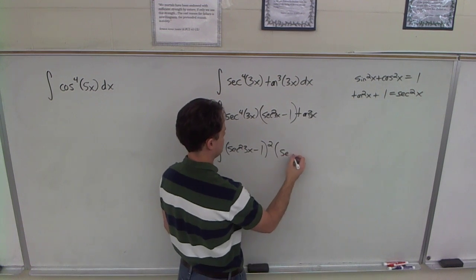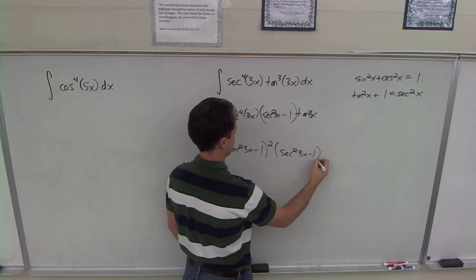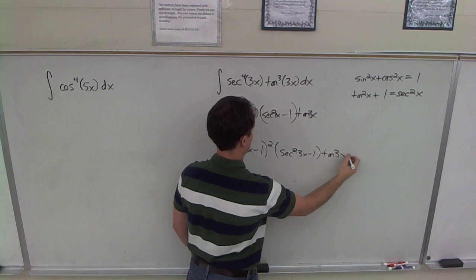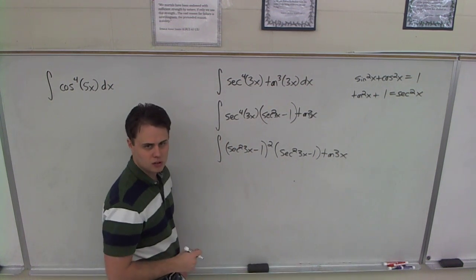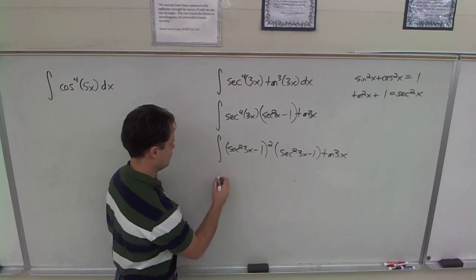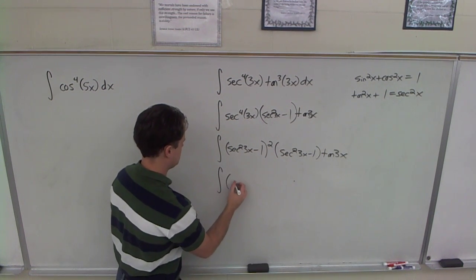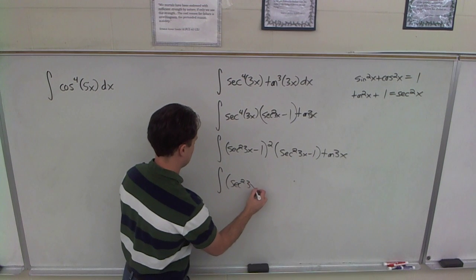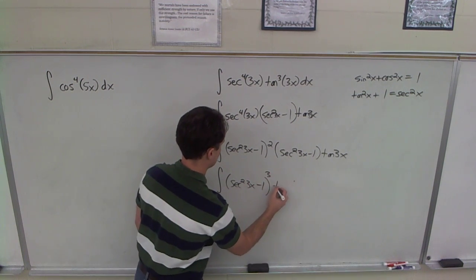Then we've got secant squared minus 1 here too. Well, that's good. Those are the same thing. That's more promising. So that's really just secant squared 3x minus 1 cubed.